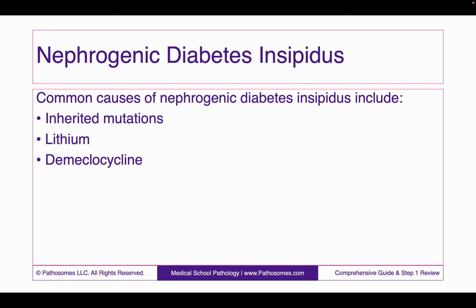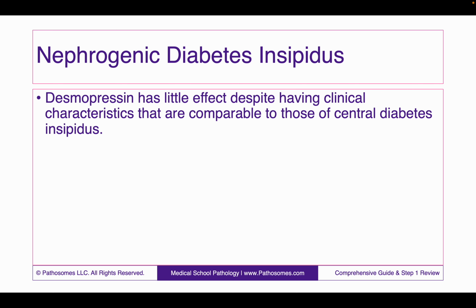And for the gunners out there, don't forget demeclocycline can also be involved with nephrogenic diabetes insipidus. Desmopressin, as you know, has little effect despite having clinical characteristics that are comparable to those of central diabetes insipidus.